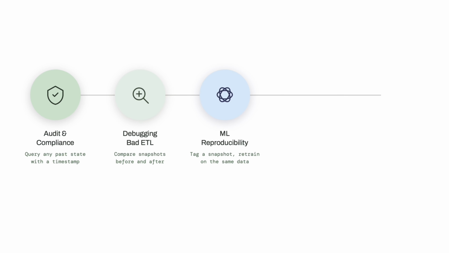The third is ML reproducibility. If you train a model today and need to retrain it 6 months from now with the exact same data, you tag a snapshot at training time and query that version forever. The fourth is disaster recovery. Someone runs a bad merge or delete, you roll back to the previous snapshot in seconds. No downtime, no data loss, no backup restore.